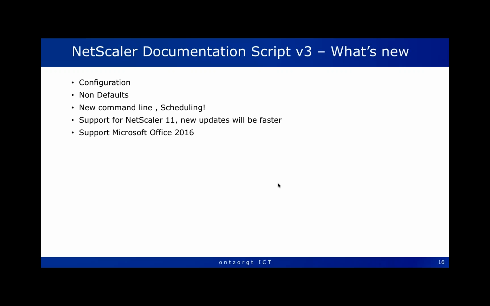One other feature that has been requested more and more lately is the support for Office 2016. Carl Webster has already updated his documentation templates. I just didn't update the NetScaler documentation script itself yet. So of course, when we release this, we will also support Office 2016.